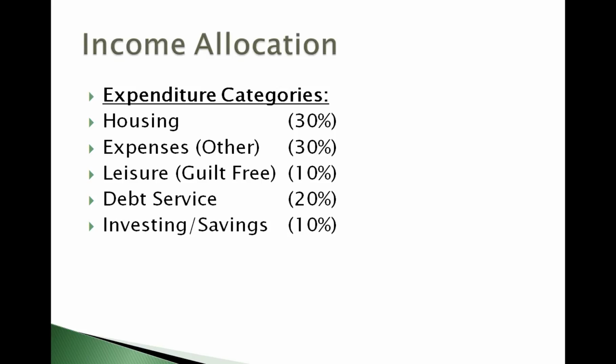The next one is leisure or guilt-free spending, and this is pretty much spending on whatever you want without guilt, and that should account for 10%. You have debt service, which accounts for 20%, and you can think of debt service as the minimum amount due to keep a debt account current. So if you have a credit card that has a $25 minimum payment, then your debt service for your credit card is $25 per month. And the last one is saving/investing.